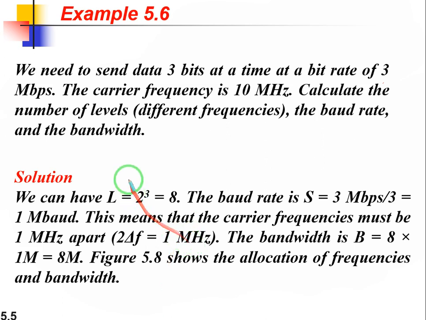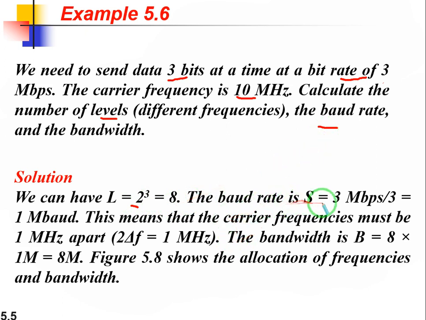So let's come to example 5.6. We need to send 3 bits at a time with a bit rate of 3 megabits per second, and the carrier frequency is 10 megahertz. Calculate the number of levels, the baud rate and the bandwidth. So simply, how many bits do we have? This is your formula, L is equal to 2 raised to the power n, and n is 3, so how many levels? 8.